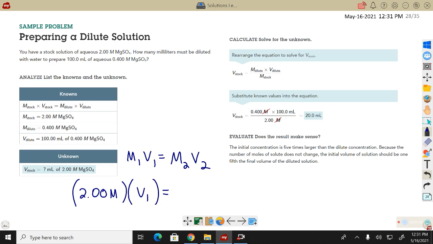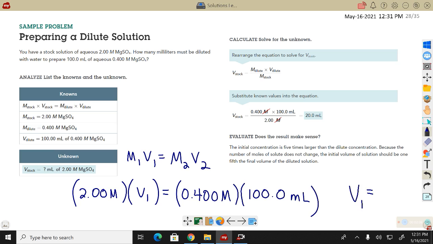But I know what I want. I want M2, my final molarity. That's 0.4. And I know V2. That's my final volume, 100 milliliters. Well, now again, all I have to do is a little algebra. We'll multiply and simplify the best we can and solve for V1.